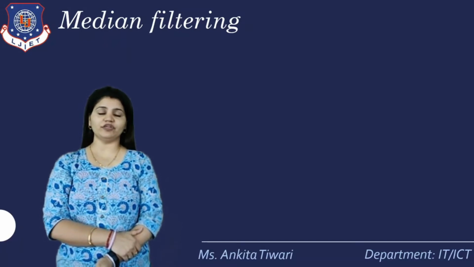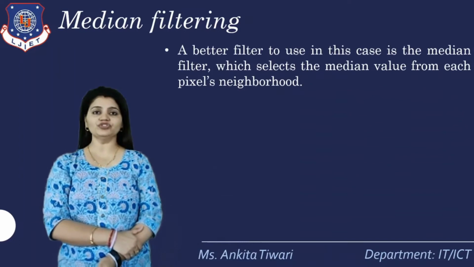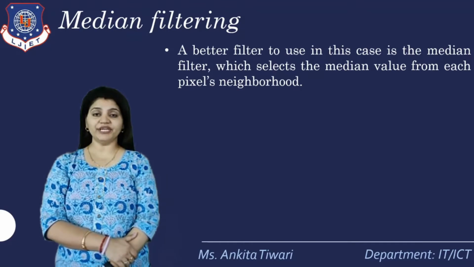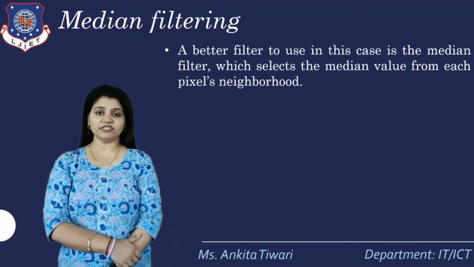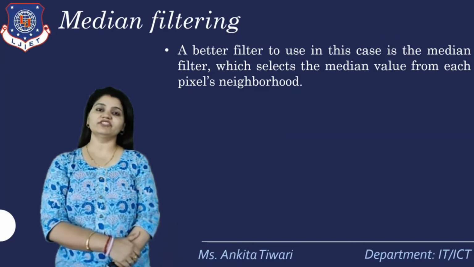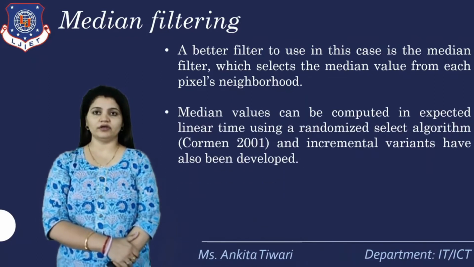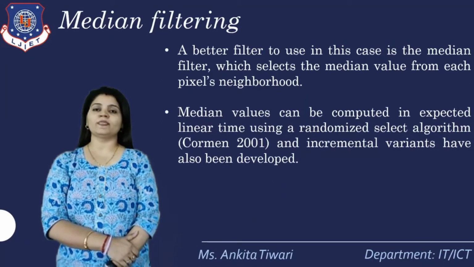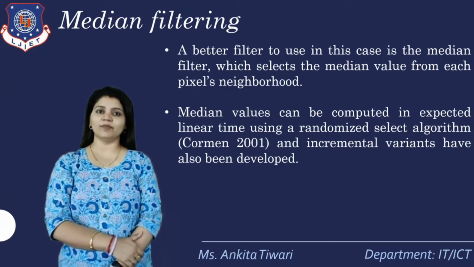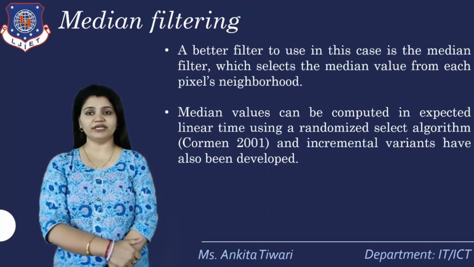The first type of non-linear filtering that we are going to see is median filtering. A better filter in this case is the median filter, which selects the median value. We know mean, median, mode, which have already been studied in statistics. The median of each pixel's neighborhood values is taken and selected. Median values can be computed in expected linear time using a randomized select algorithm, and incremental variants have also been developed.